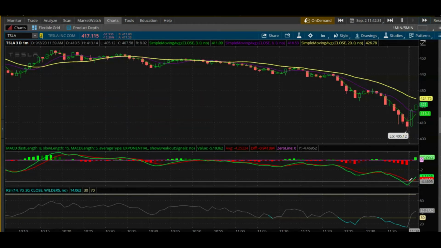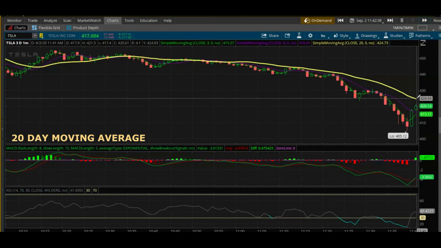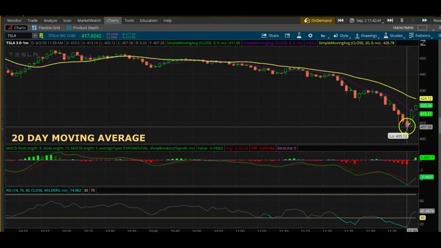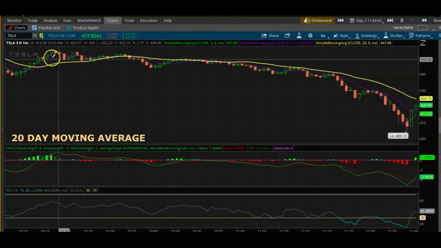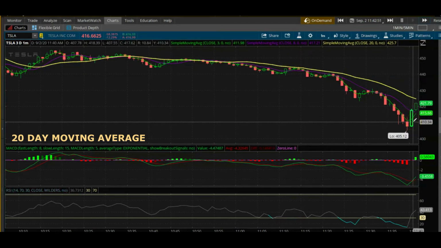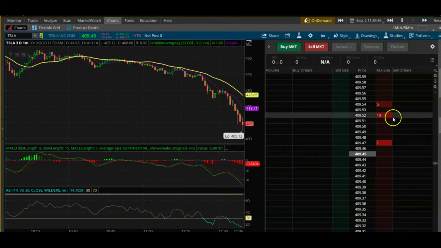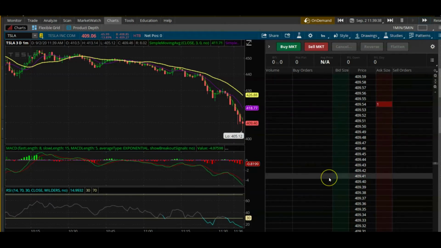Now, if you're super conservative, you would actually wait for price action to cross above the 20-day moving average. Over the past so many minutes, price action has been choppy around the 20-day, so moving up above the 20-day would be a very good sign that price action intends to keep going higher. So what I'm going to do is move into my simulated trade. Here I've pulled up my trading platform.